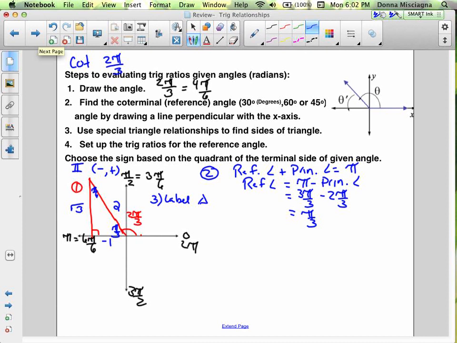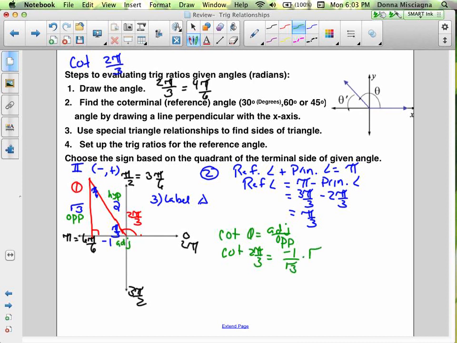And our final step is to evaluate the angle for cotangent. So we want cotangent 2 pi thirds. X is always the adjacent, y is the opposite, and of course that's the hypotenuse. Let's just write down the ratio for cotangent in general. Cotangent is adjacent over opposite. So that means that cotangent 2 pi thirds is negative 1 divided by the square root of 3.